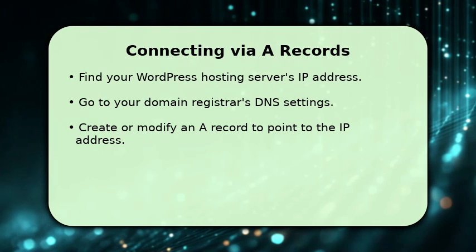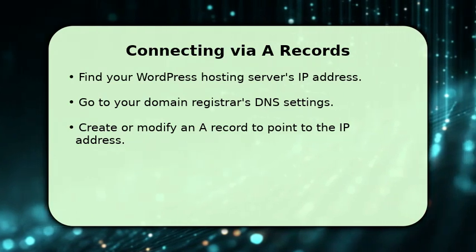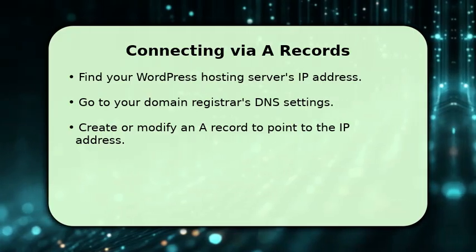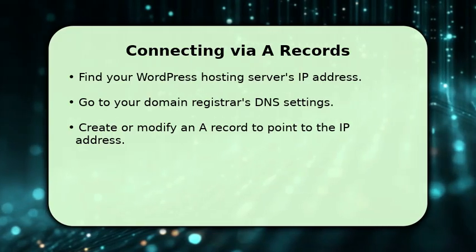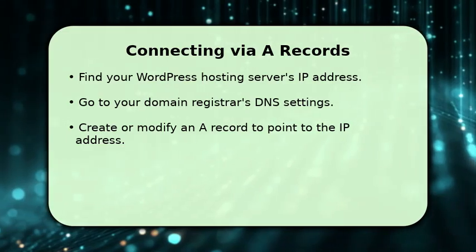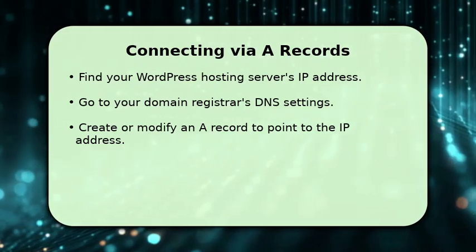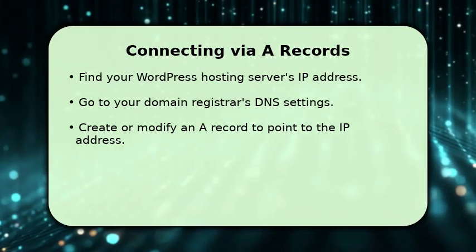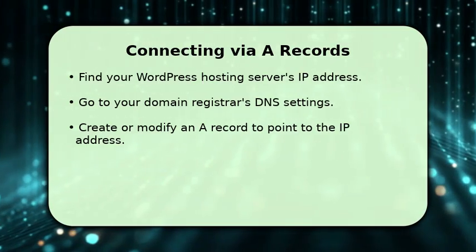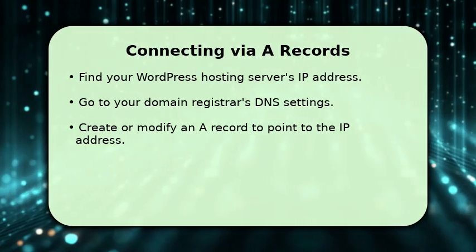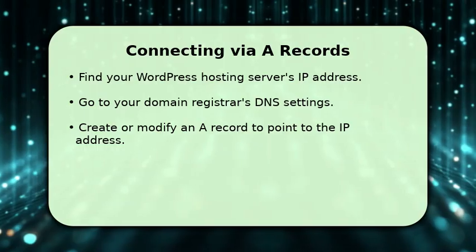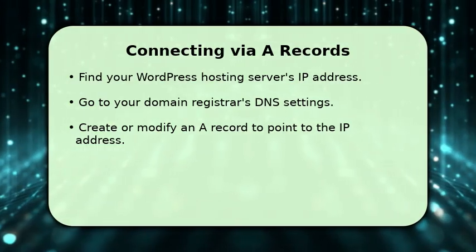Alternatively, you can connect your domain by updating its A record. This method requires your hosting server's specific IP address, which you can find in your hosting account dashboard. Within your domain registrar's DNS settings, locate the A record entry. Change its value to your server's IP address. Additionally, create a CNAME record for www pointing to your main domain. This ensures both versions of your site resolve correctly, typically propagating within a few hours.